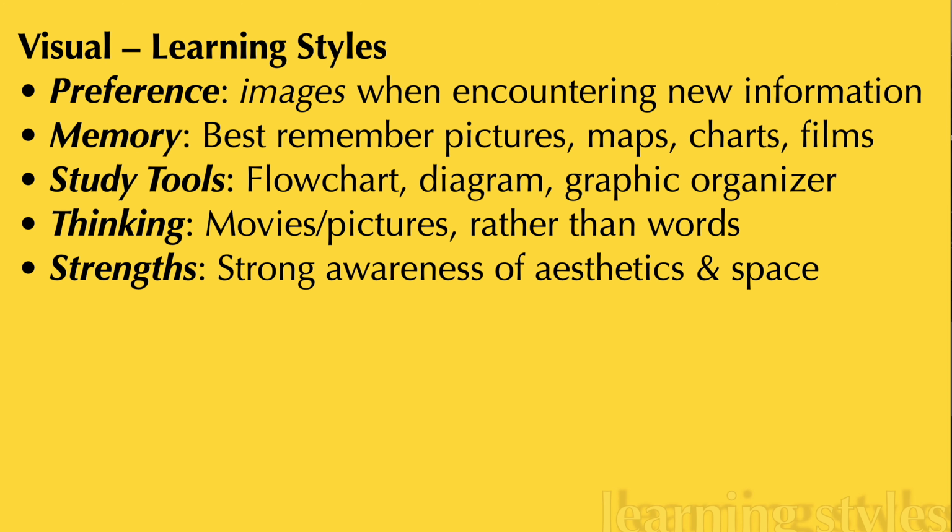First, visual. In terms of a preference, a person who has a visual learning style prefers images when encountering new information. And in terms of their memory, they best remember pictures, maps, charts, and films. If you're a visual learner and you have a study tool, you'd prefer something like a flowchart, a diagram, or a graphic organizer. In terms of the way your thought process goes, you would think in terms of movies and pictures rather than words. And your strengths, if you're a visual learner, is you have strongest awareness of aesthetics and space.